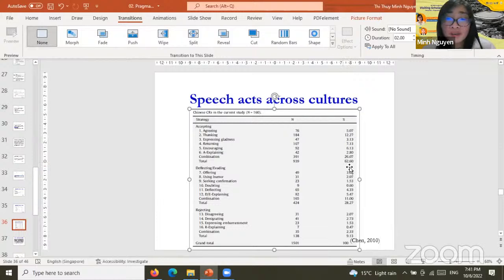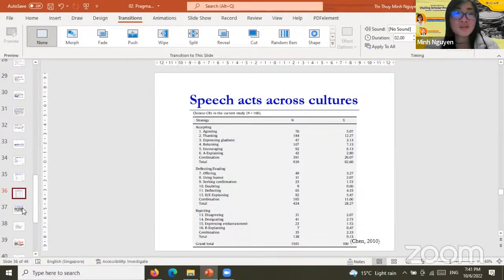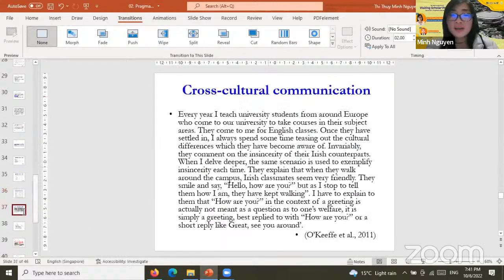So 62.60% of the time they would accept the compliment. They would deflect the compliment 28.27% of the time, and they reject the compliment only 9.13% of the time, meaning that they are moving towards the American norms of responding to compliments. And perhaps that's because of the influence of American culture, the pop culture, through movies, through media, on the young generations. So very interesting.